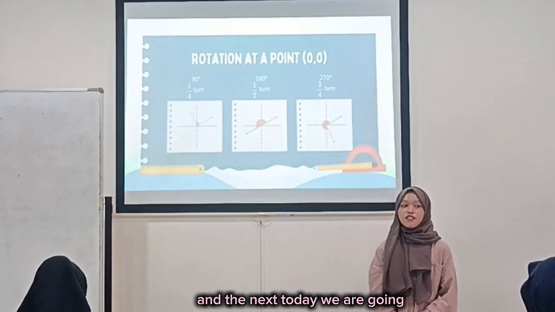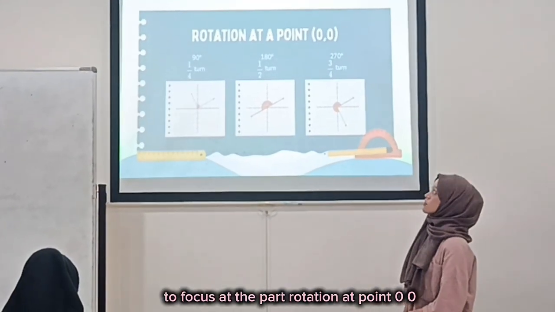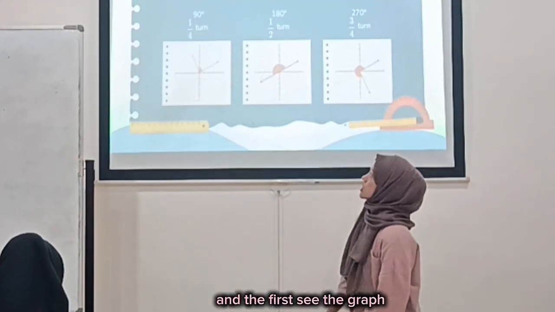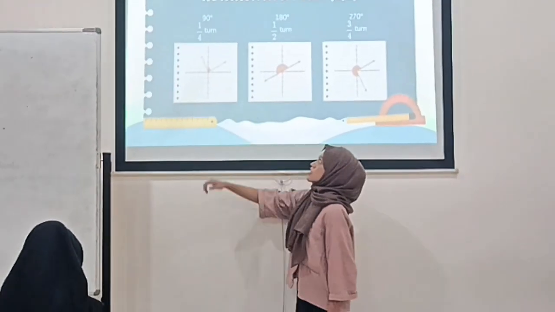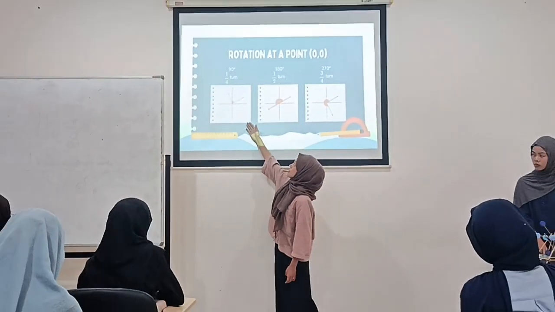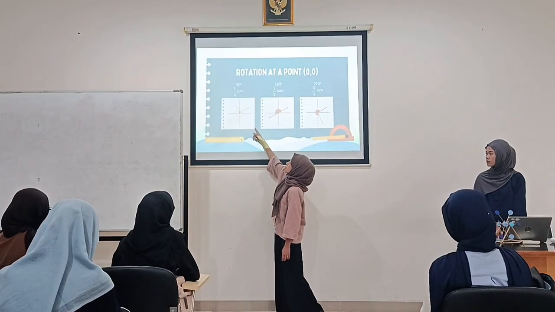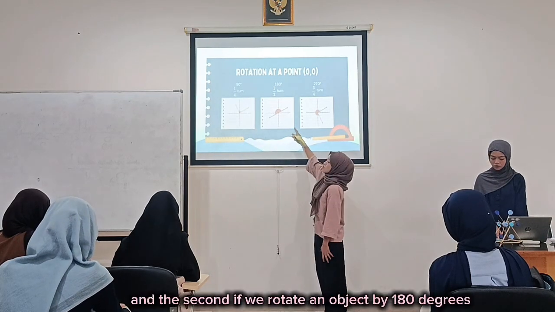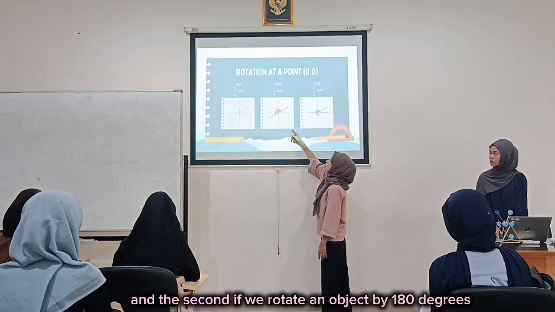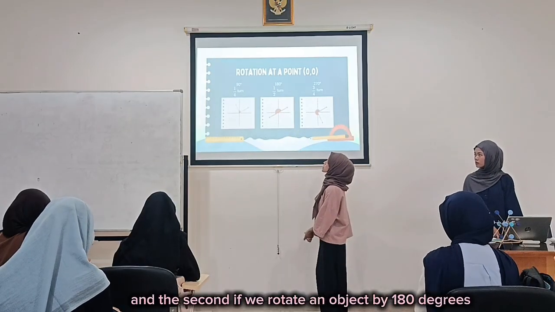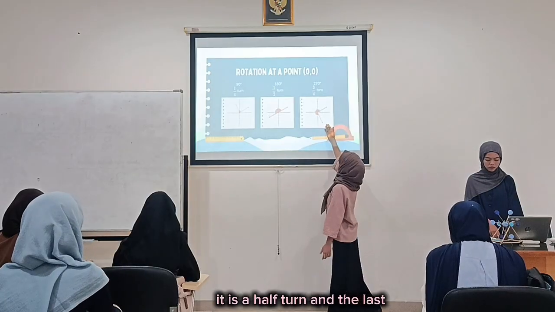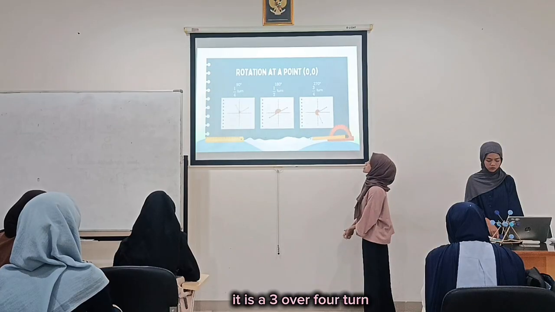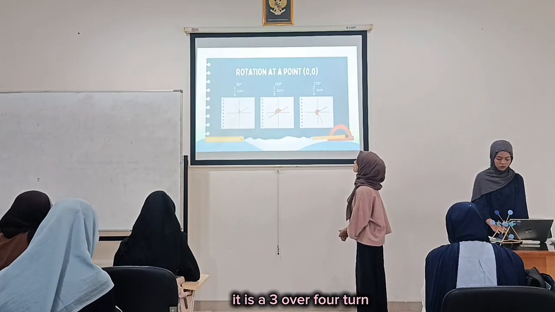And next, today we are going to focus on rotation about the point 0, 0. First, see the graph. If we rotate an object by 90 degrees, it is a quarter turn. Second, if we rotate an object by 180 degrees, it is a half turn. And the last, if we rotate an object by 270 degrees, it is a three-quarter turn.